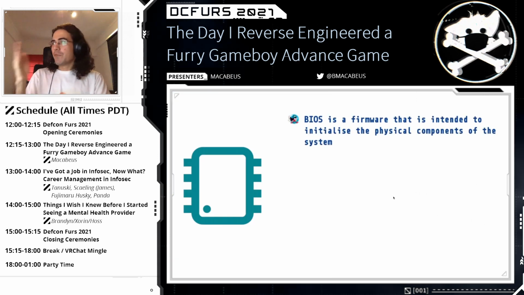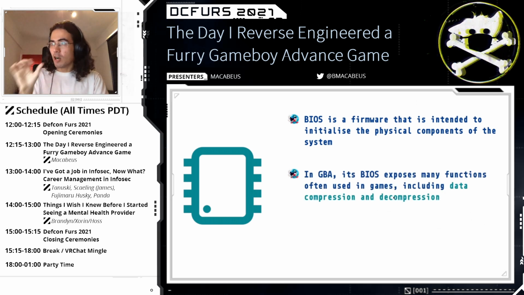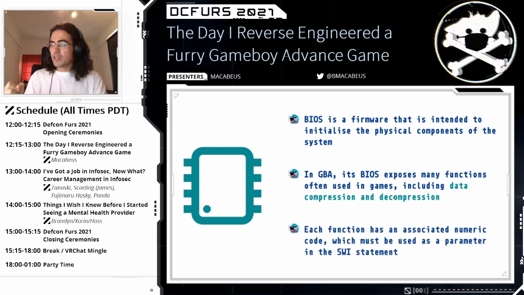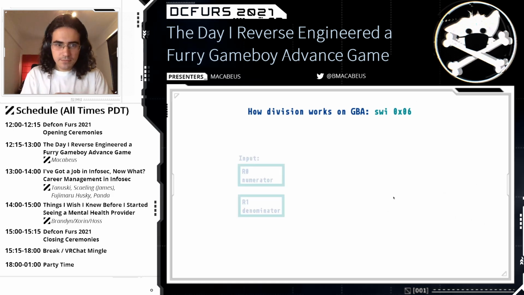Well, BIOS is firmware that interfaces with the physical components of the system. In the GBA, it exposes many functions often used in games, including data compression and decompression. Each function has an associated numeric code, which must be used as a parameter in the SWI statement. So, for example, let's see how division works on the GBA. Its function number is 6, so the assembly code should be SWI 6.